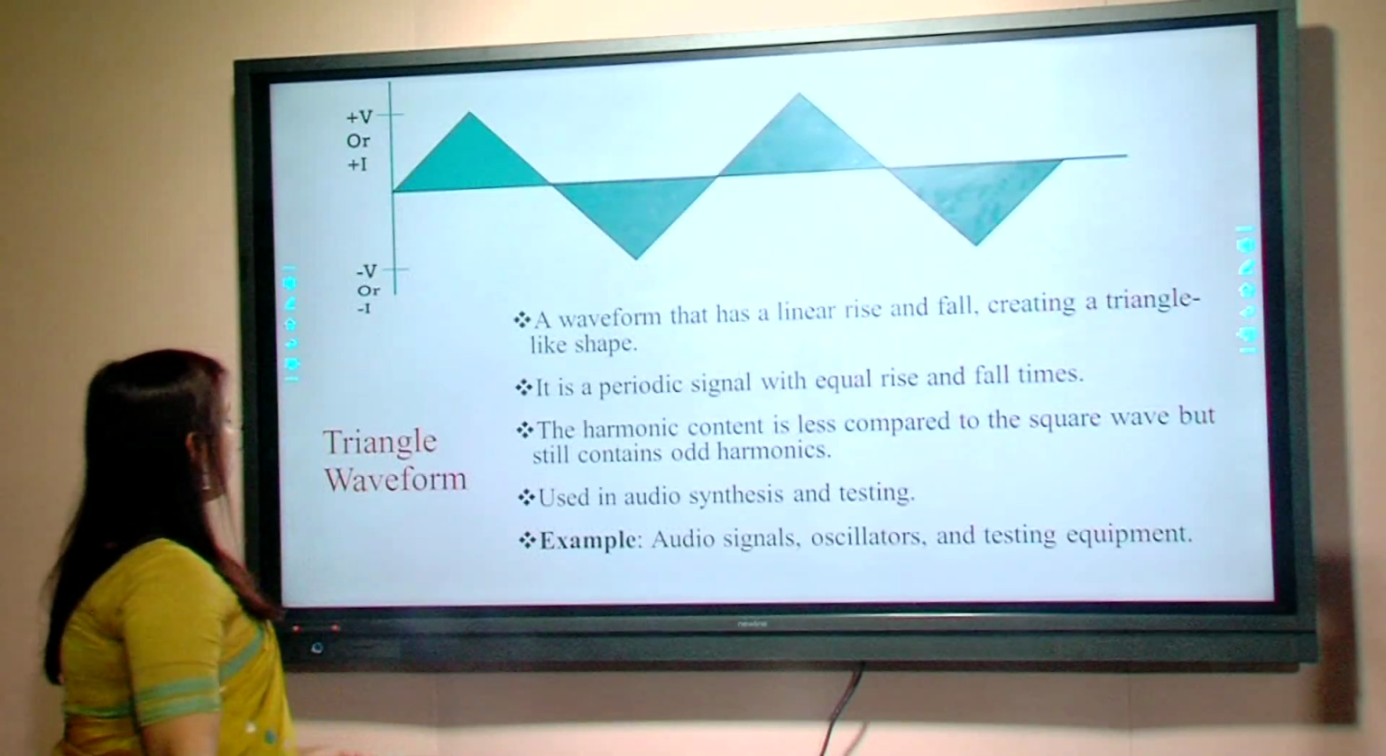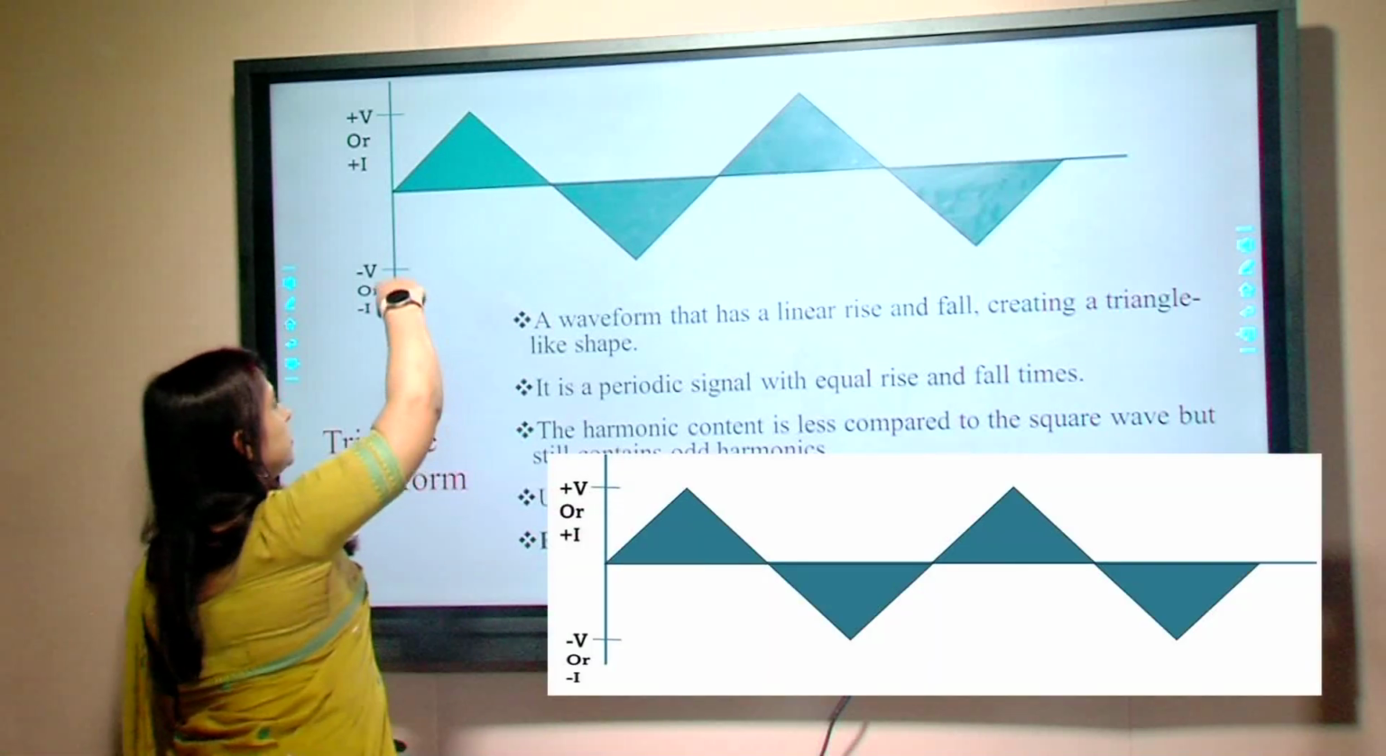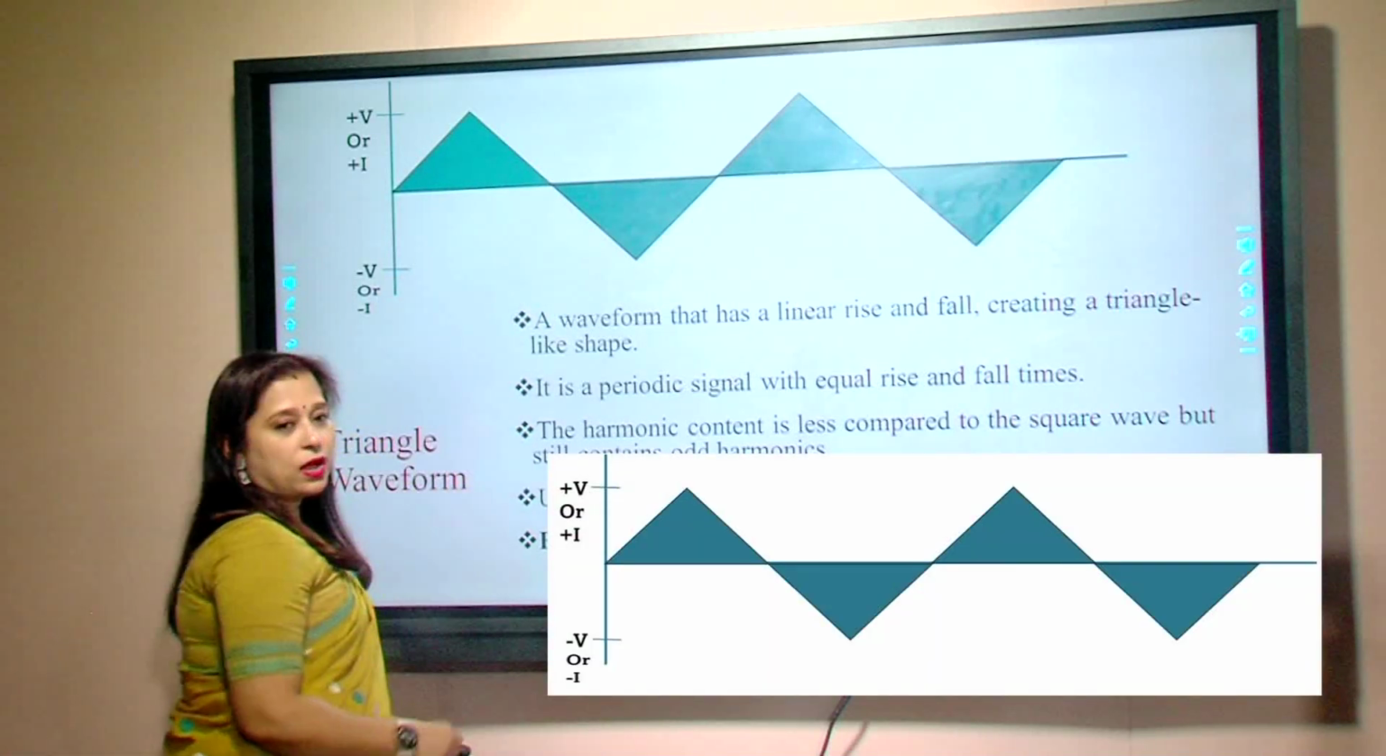The next type of waveform is a triangle waveform. As you can see in the figure, it is like a triangle.